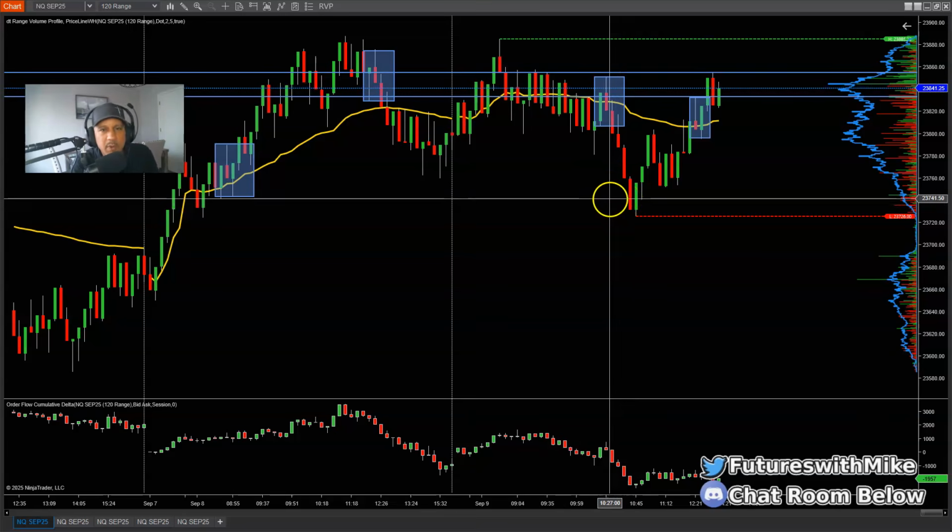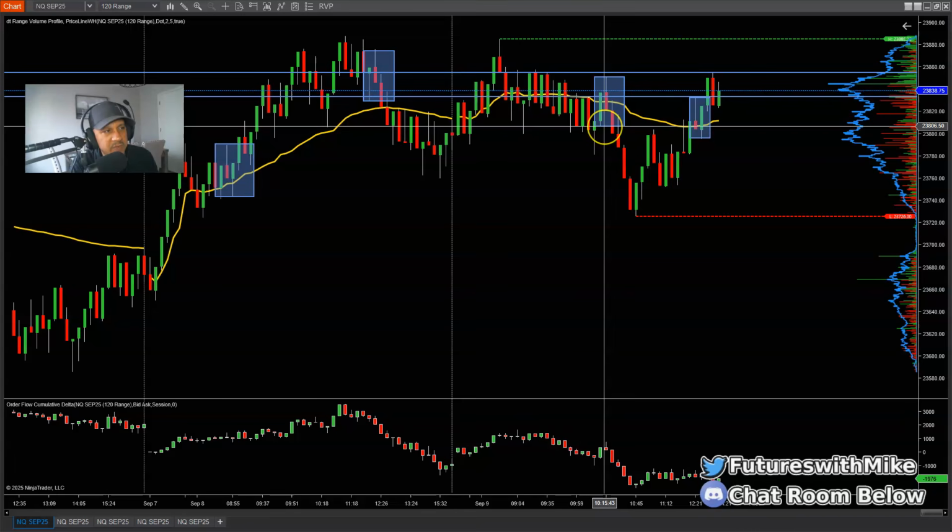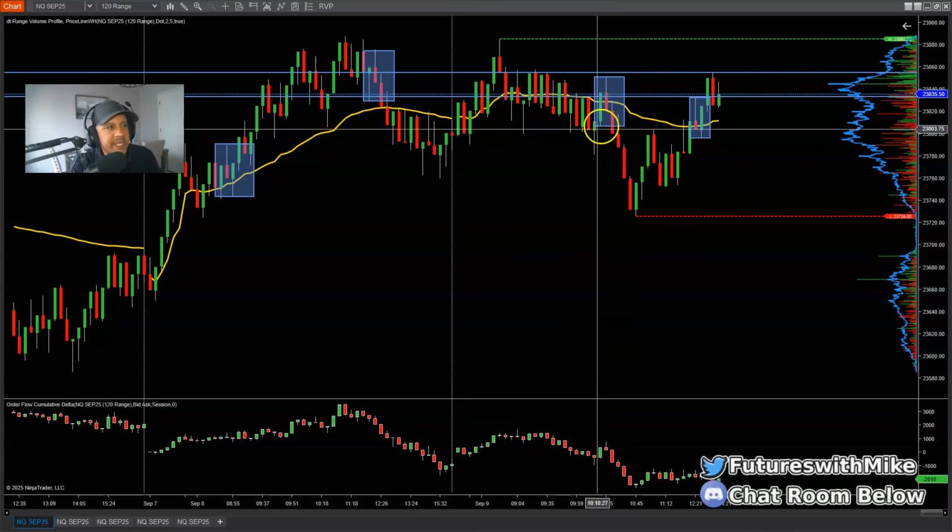Now, I'm not saying that low probability zones don't hold up from time to time, but it's a shot in the dark, okay? To be honest with you, it's a 50-50 chance. Just like this one right here. This is a low probability zone. Maybe you're asking why. Take a look.